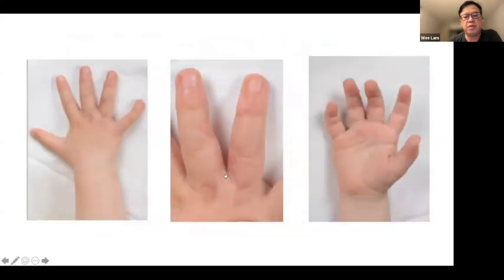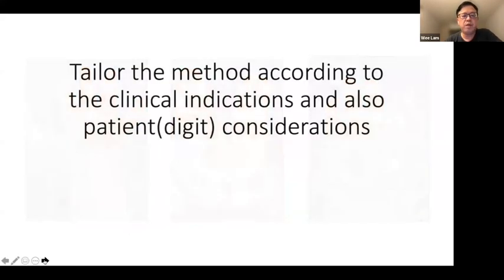This is the complete syndactyly. You will get some raw areas when you release the syndactyly in the first instance, and they usually heal very well. But I would recommend doing this syndactyly release as early as possible, because as I said earlier, in the older child, it's harder and harder to get all these raw areas closed.